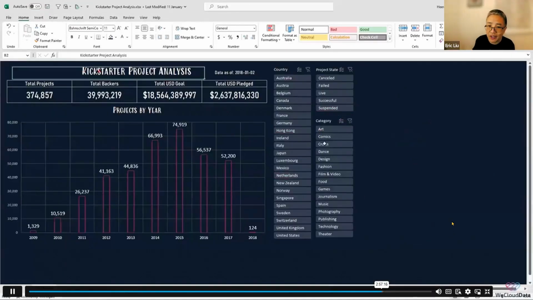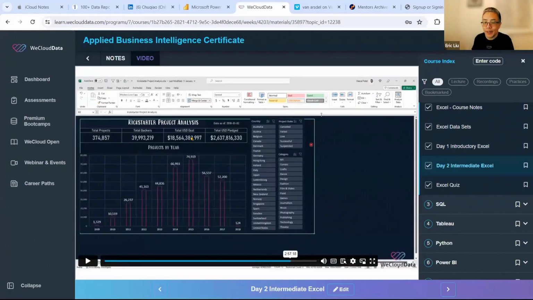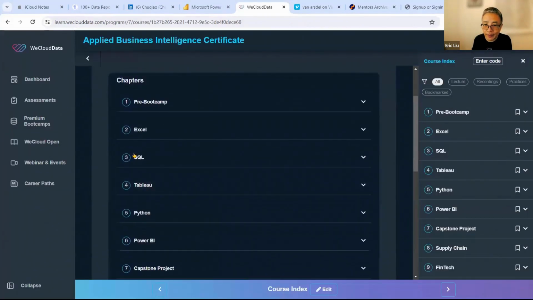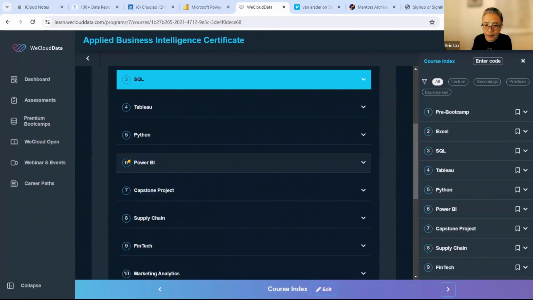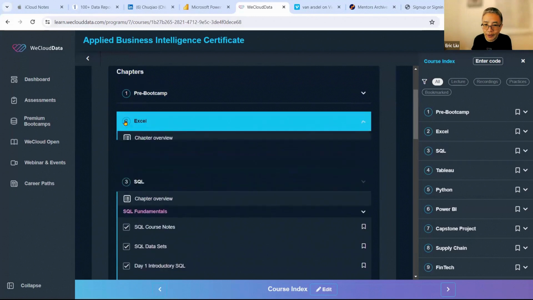So Harad, the instructor, is building a dashboard, a very simple dashboard. So this is the Excel lesson, right? So this is the first chapter. It's very easy to navigate, and SQL, this is just introductory, and later on you will see.